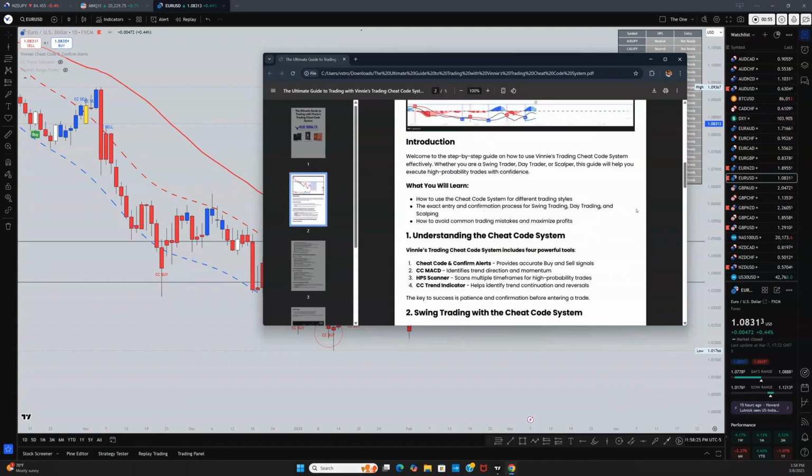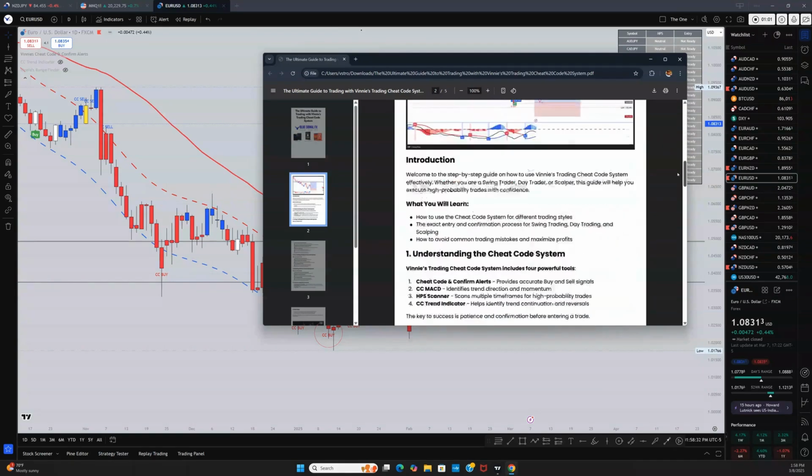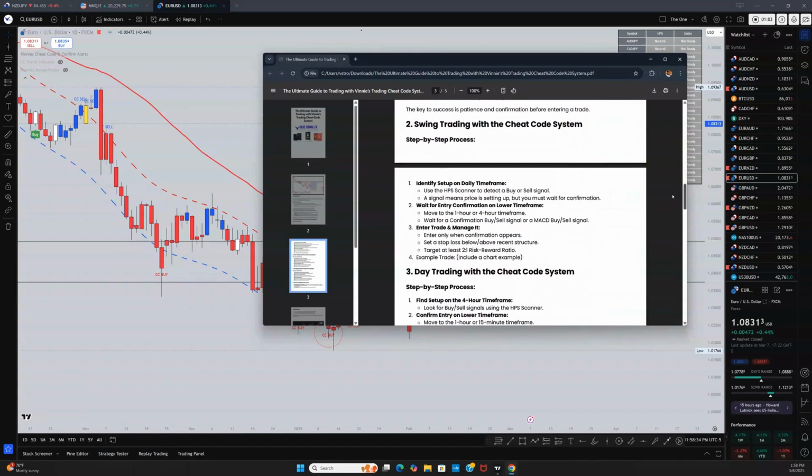So right now we're looking at a guide I had put together for you guys, the ultimate guide to trading with Vinnie's trading cheat code system, right? In this guide, it walks you through a step-by-step process on how to use the cheat code, all right? Step 1, swing trading with the cheat code. Identify on the daily time frame, okay? Use the HBS scanner to detect a buy or sell signal. A signal means price is setting up, but you must wait for confirmation.